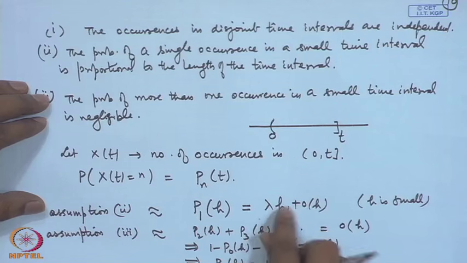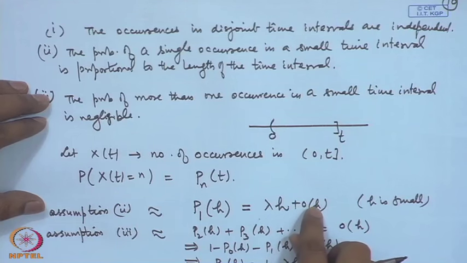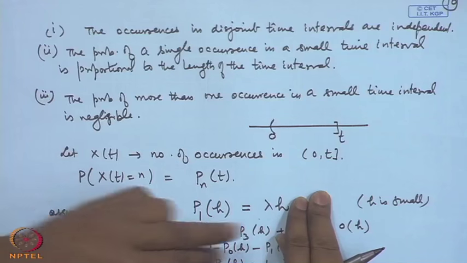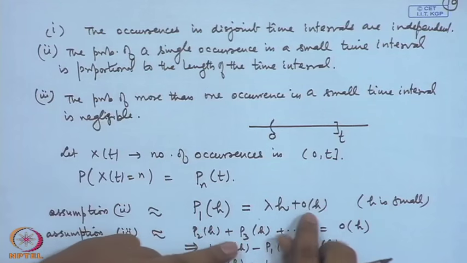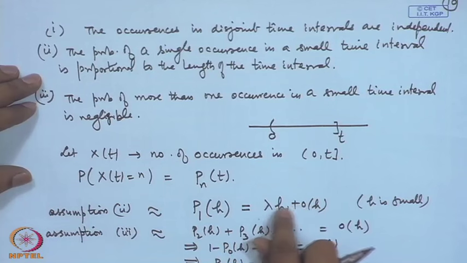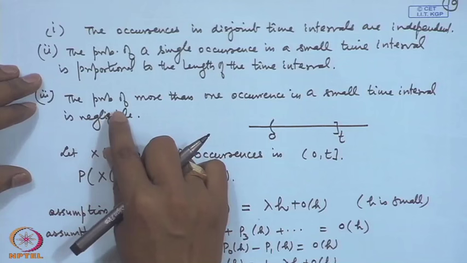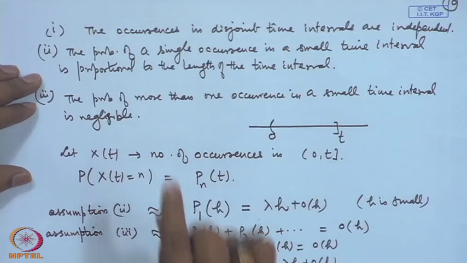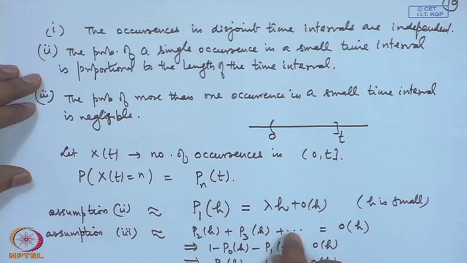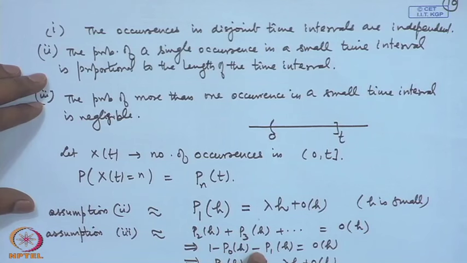Now, h is a small quantity. So, P_1(h) is equal to lambda h plus o(h), which is a negligible quantity. If we write lambda h, this is the exact translation, but we can have some approximation here, that roughly it is equal to lambda h. And the third assumption is that the probability of more than one occurrence in a small time interval is negligible. That means two occurrences, three occurrences, and so on, are negligible. The small o notation is for that. That means 1 minus P_0(h) minus P_1(h) is o(h). So, P_0(h) is equal to 1 minus lambda h plus o(h). Now, we will use this to derive the distribution of the number of occurrences in a Poisson process.